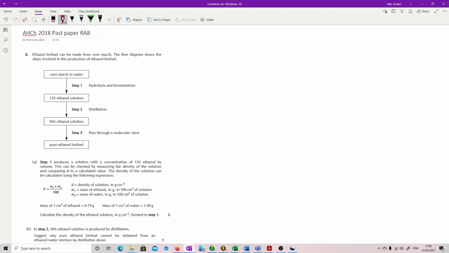Okay. Right, so what we have is 13% ethanol. So if it's 13% ethanol, that must be 87% water, and that's in 100 centimetres cubed. So therefore, we've got 87 grams of water. Okay, so in the remaining 13 that we have, it's 13 centimetres cubed. 13 centimetres cubed times the 0.79 would give me 10.27 grams of ethanol.